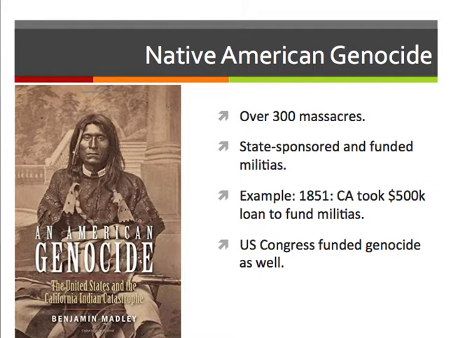So the United States Congress also endorsed the killing. So this is at the federal level as well, not just the state level. The Congress provided $924,000 to California to reimburse it for past militia operations. And then, during the Civil War, the federal government didn't just fund these campaigns, but took direct control of them, as U.S. troops engaged directly in killing Native Americans.